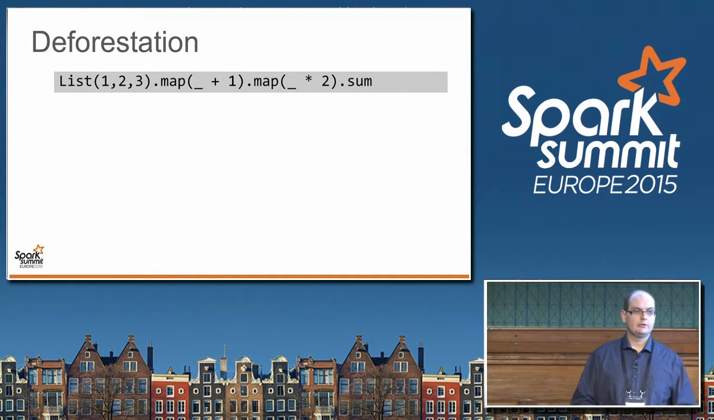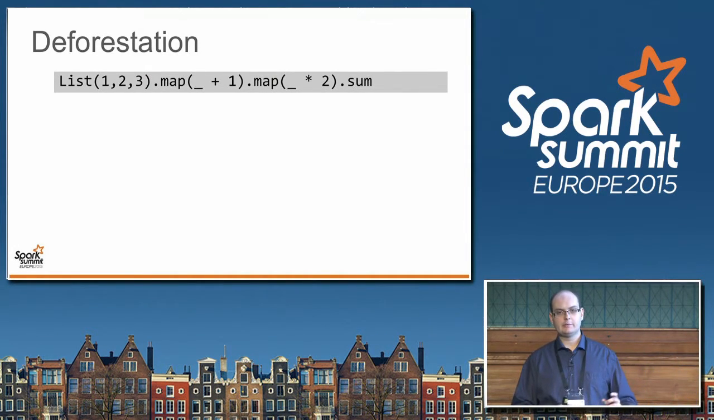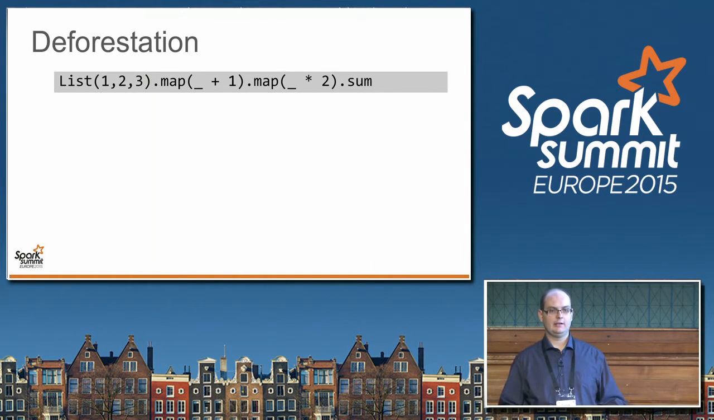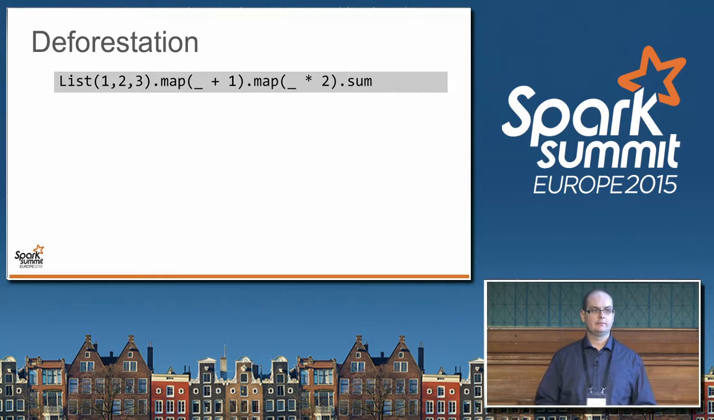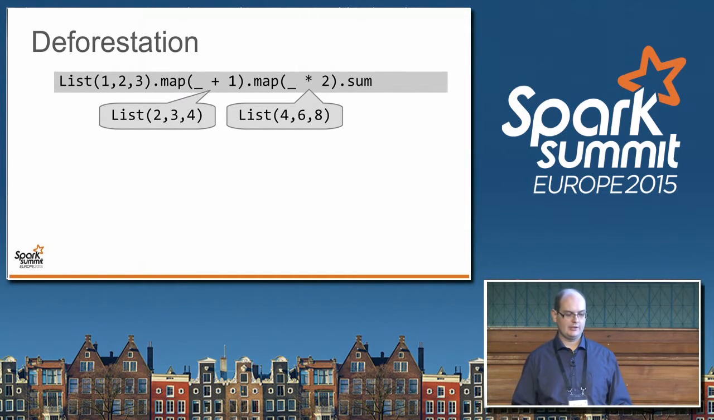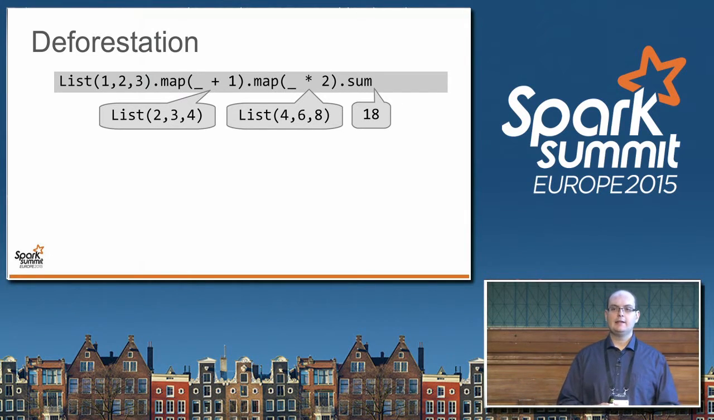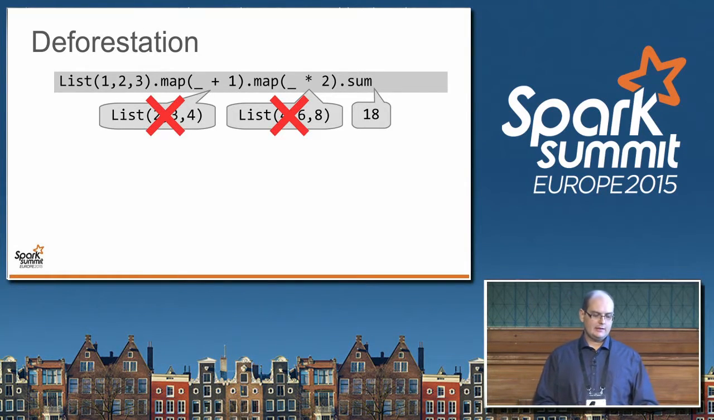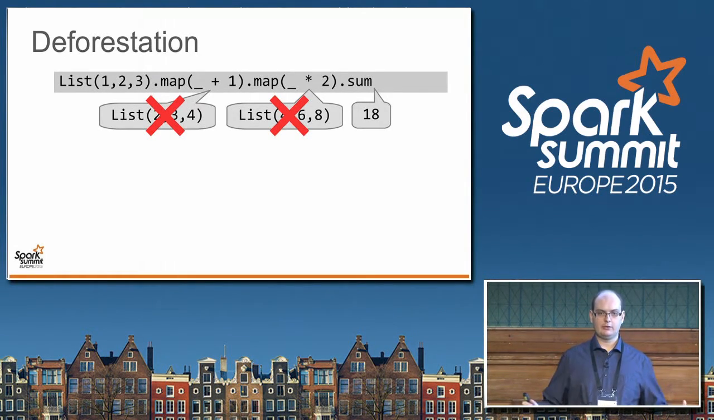Now, another example I wanted to show you, which starts to be related to Spark, is deforestation. Let's think we have a list of 1, 2, 3. We map it first incrementing by 1, second doubling every element, and finally summing it up. According to the eager collections in Scala, after the first map, we have a list generated. After the second map, we have another list generated. And finally, at the end, we get the result we were looking for. So I would say the middle collections can be thrown away.